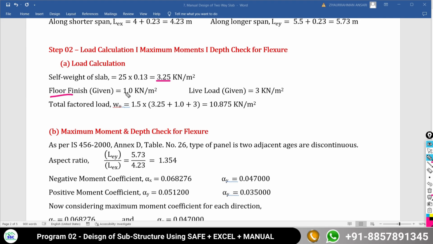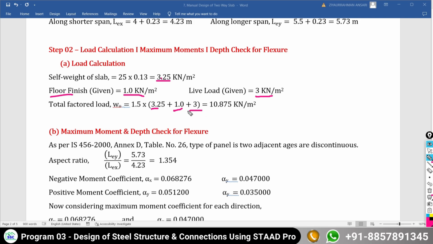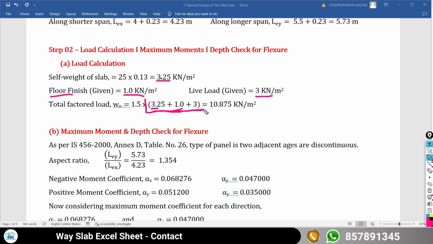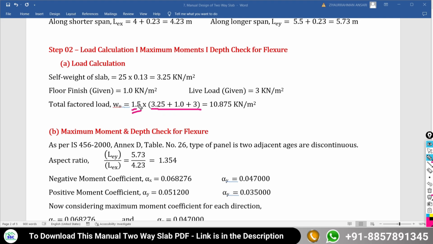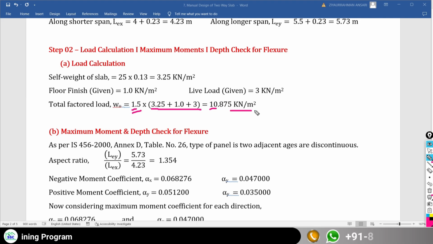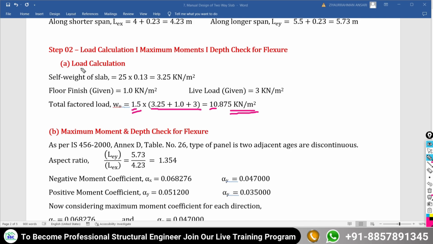Floor finish load is given as 1 kilonewton per meter square. Live load on the slab is given as 3 kilonewton per meter square. Total load that is going to be subjected to your slab will become 3.25 plus 1 plus 3. This summation will give you the service load. But for the design, we need the ultimate load, or we can say the factored load. For this reason, we have to multiply this service addition with a 1.5 factor. This is the load factor for the ultimate design. So here we are getting the factored load as 10.875 kilonewton per meter square. So this is the load calculation.